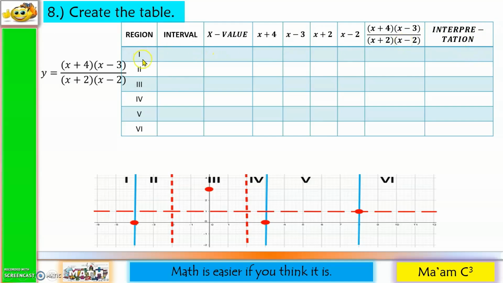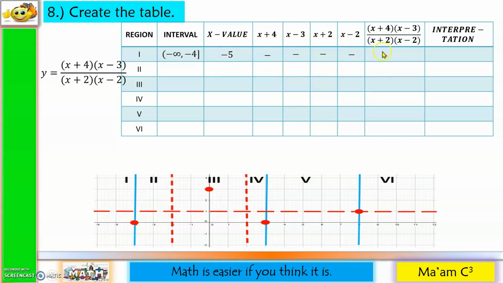So let's start with region 1. The interval is from negative infinity to negative 4. Negative 4 is included because this is not a vertical asymptote. So negative infinity to negative 4. If it is included, we make use of a bracket. Let us assign any value from region 1. So let's have negative 5. Negative 5 plus 4 is negative. Negative 5 minus 3 is negative. Negative 5 plus 2 is negative. Negative 5 minus 2 is negative.